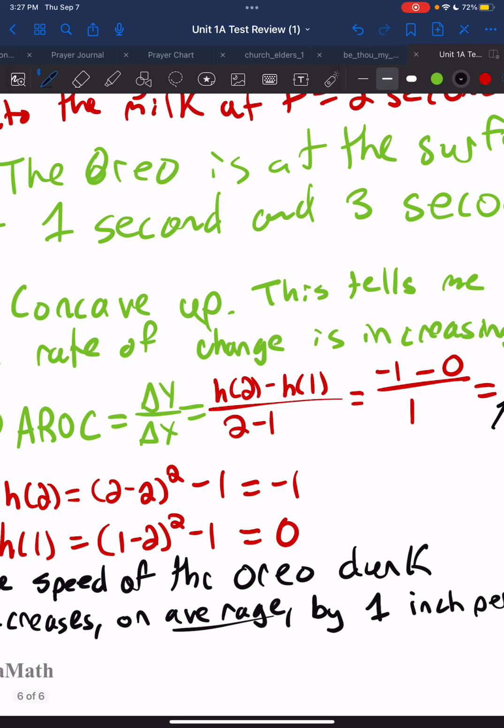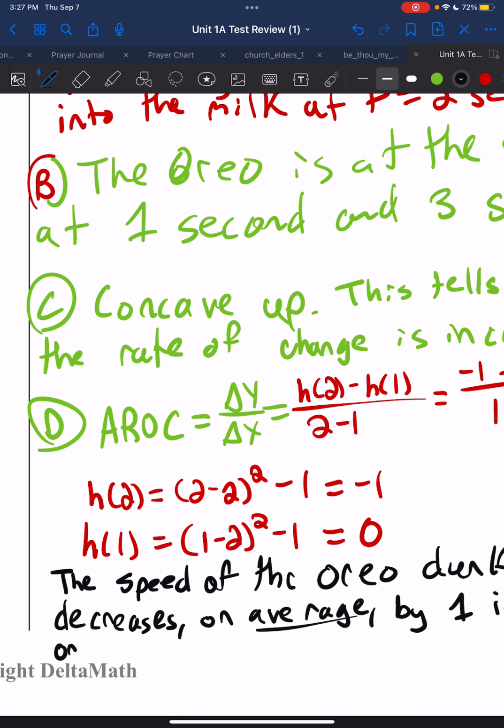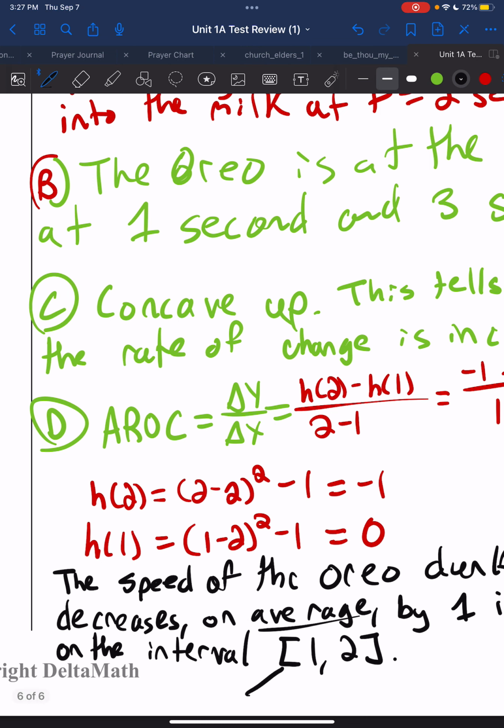The speed of the Oreo dunk decreases on average by 1 inch per second on the interval [1, 2], because this is talking about my time here. Okay, so there we go. Let's crush this test.